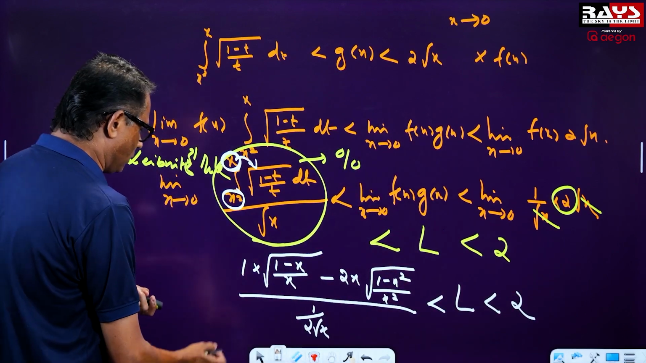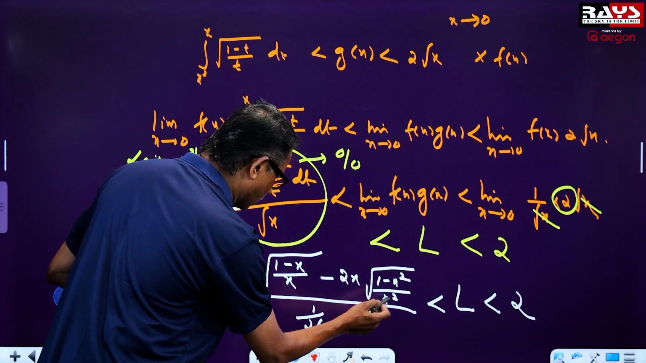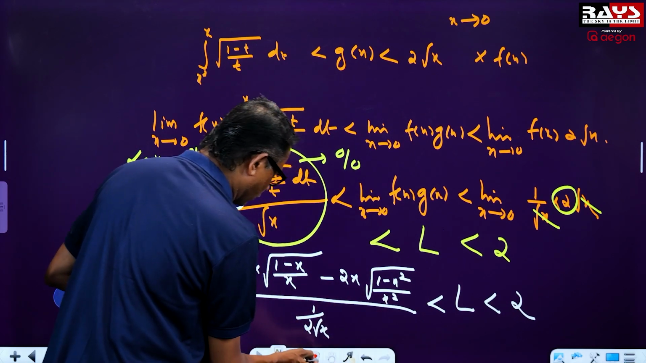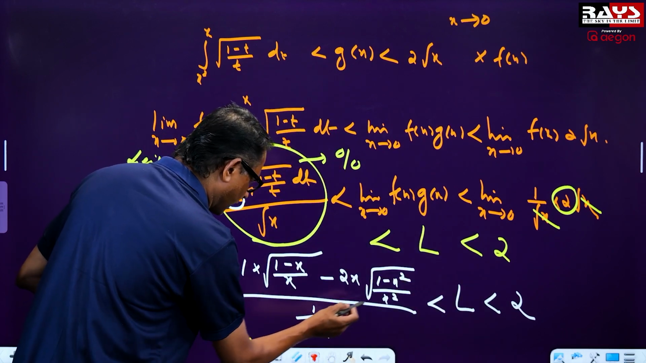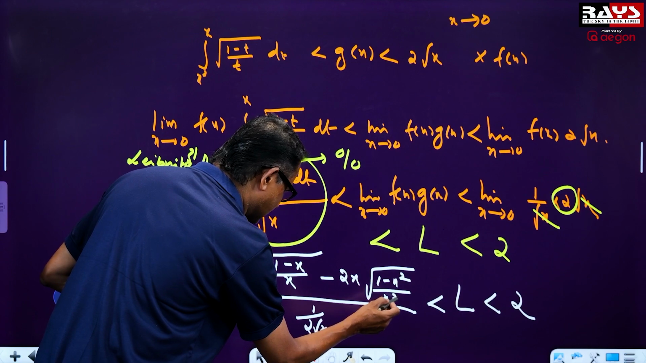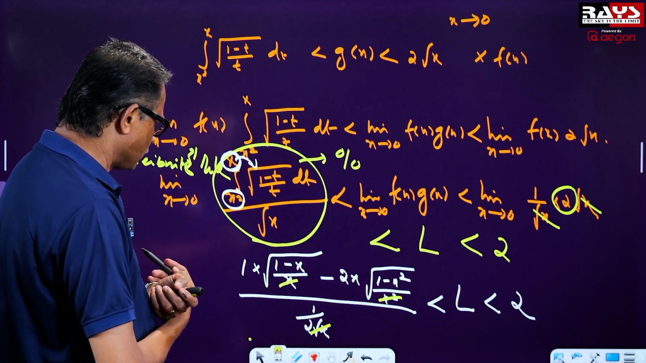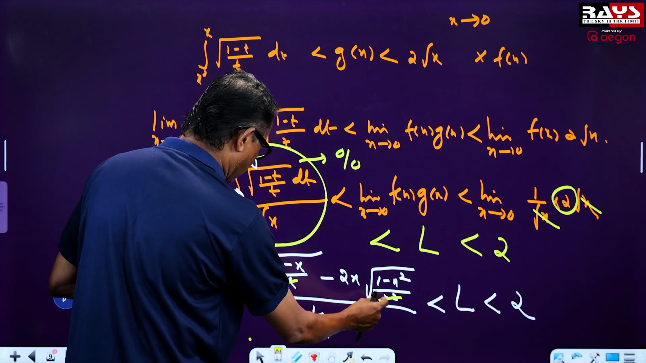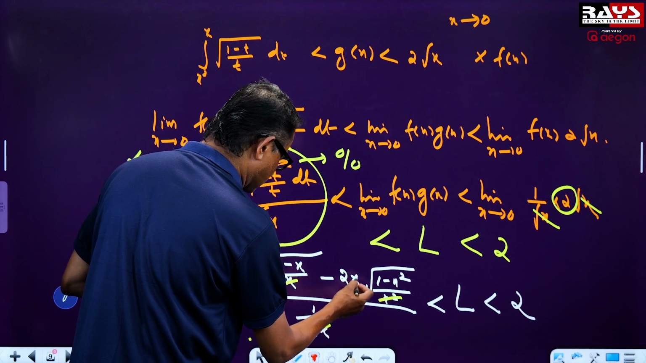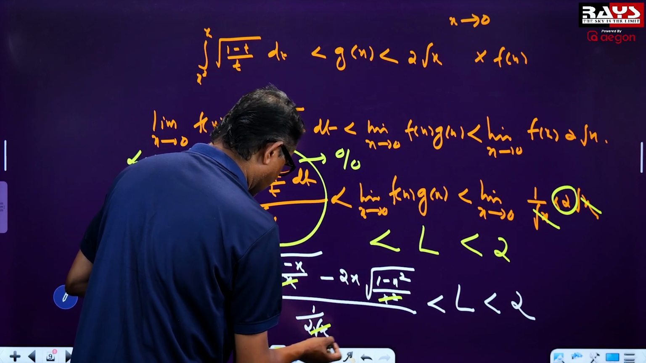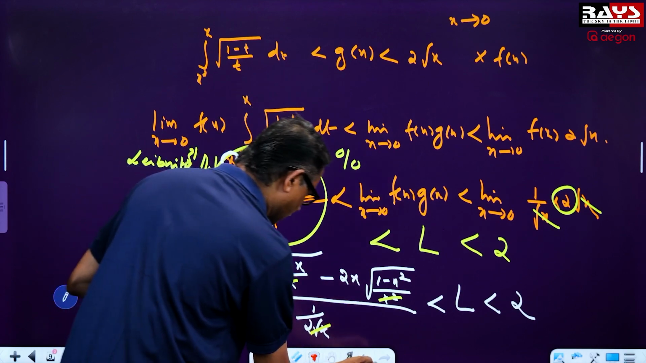Now see over here, this x square root is what? Square root of x square is x only. So we can do one thing. We can cancel this x square. This root x and this root x cancel, because this will become x, and x and x cancel. So it comes outside.